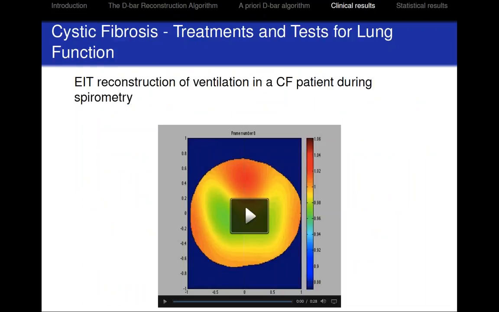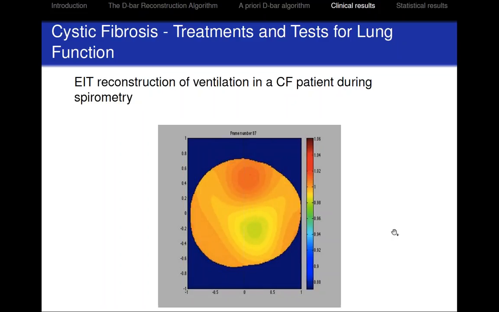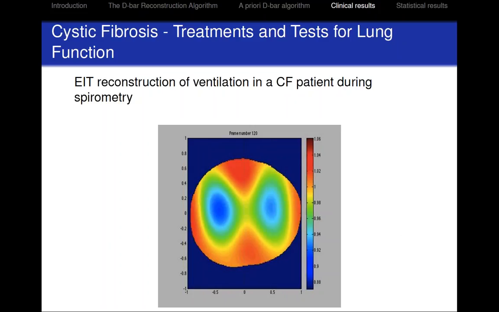Here's another reconstruction of ventilation in a patient. This one, you can see the time dependence. It's a movie. I think this one is just ventilation, not during PFT. Yeah.